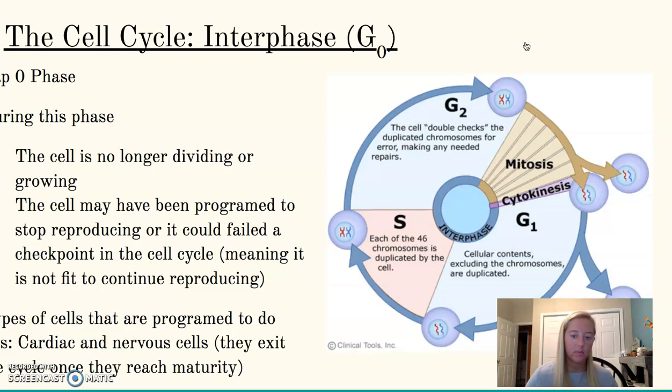So on various parts of this cycle, there are checkpoints. So the cell stops and says, okay, do you have everything you need to move on to the next stage? And if it doesn't, it can get kicked into this gap 0 phase. And then some cells are just programmed to do this in general, like your cardiac cells and your nervous cells. They exit the cycle once they reach maturity. So after they have grown all that they need to, they stop and they don't go anymore.